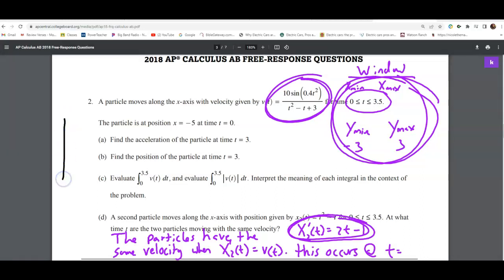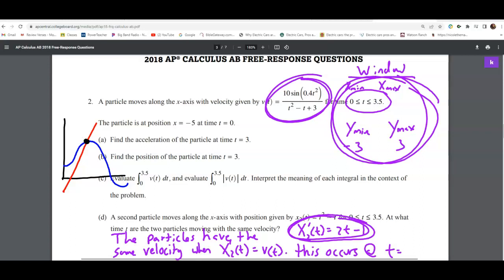So your graph should be looking something like the following. We have a little wavy line that looks like that, and then we have a straight line which is looking something like this. So they should be looking like that. The blue one is the original velocity function, and the red one is the new velocity function for the second particle. And we want to know, when do they have the same velocity? Well, their velocities are the same when they intersect. So we need to find where those two functions are intersecting.